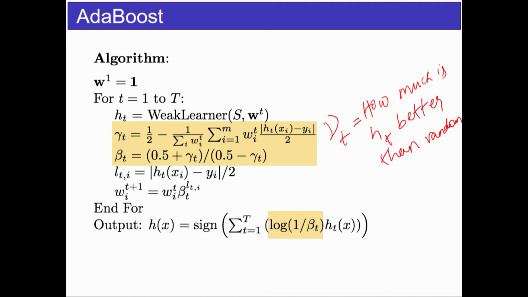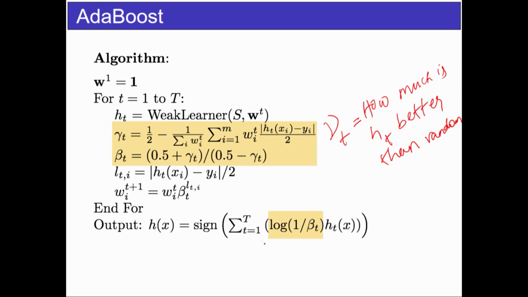Now we have a dependence on t. It is possible that at iteration one, you have a very good gamma, maybe even an edge of 0.4 or 0.3. But at maybe iteration 20, you can only have an edge of maybe 0.01. It's possible. So now you have a gamma dependence on t. And you have a beta, which is simply 0.5 plus gamma t by 0.5 minus gamma t. That's not a problem. Everything else goes through.